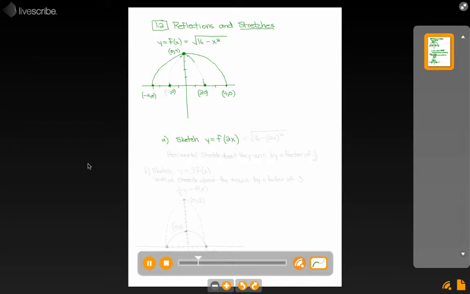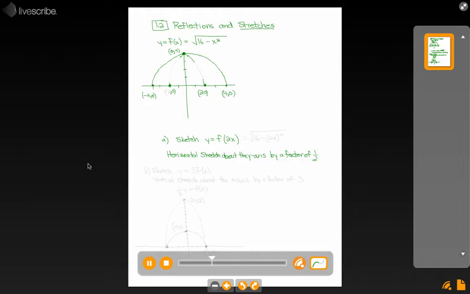So the 2 is being multiplied by the x, which, as we've seen before, usually results in something horizontal happening. The correct description of this is that it's a horizontal stretch about the y-axis by a factor of a half. Now in everyday English, it means that every point is going to be half as far from the y-axis as it is now. So a point that's on the y-axis, like the y-intercept, will actually be invariant, to stay the same.